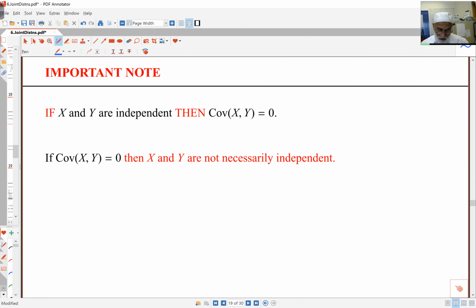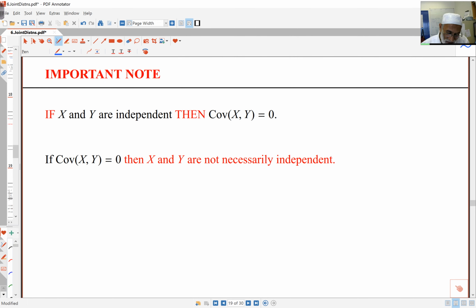Now, an important note here is that the implication works only one way. If X and Y are independent, then covariance is 0. But if covariance is 0, then X and Y aren't necessarily independent. To check for independence, if I know covariance is 0, I need to go back to my old idea and check that every entry in the probability table is found by multiplying the row total and the column total. So be careful with that.